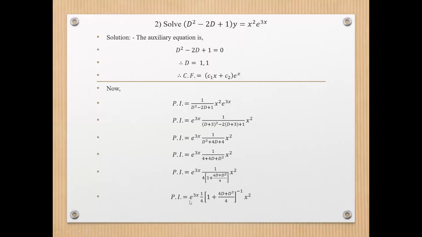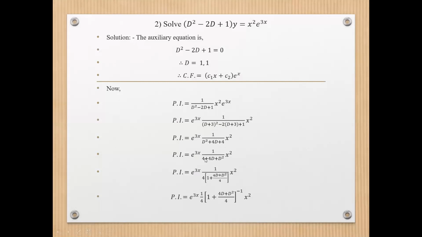For that we have to take the lowest power of D common from the denominator. See here, this D square plus 4D plus 4 can be written as 4 plus 4D plus D square. Take 4 common. Here the power of D is 2, here the power of D is 1, and here the power of D is 0. Take the lowest power of D common from this denominator.